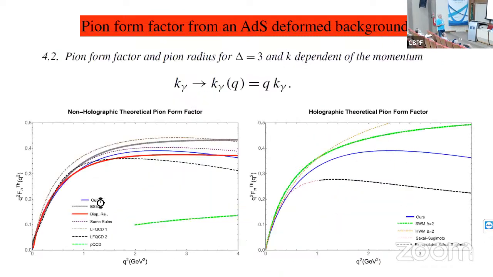Okay. In order to improve our results, we again consider the canonical dimension, but this time we modified the infrared scale K, which was a constant. Now we assume it to be a function of the momentum of the photon, right? And we just used a linear function, which was fine. And then our results improved to about the mean value of all previous calculations, right?